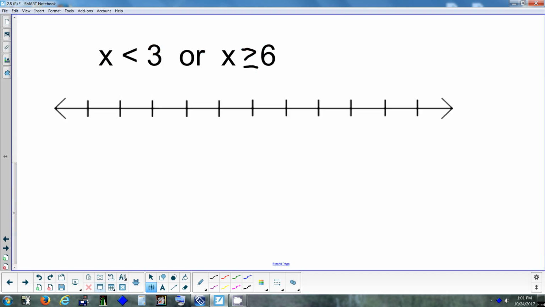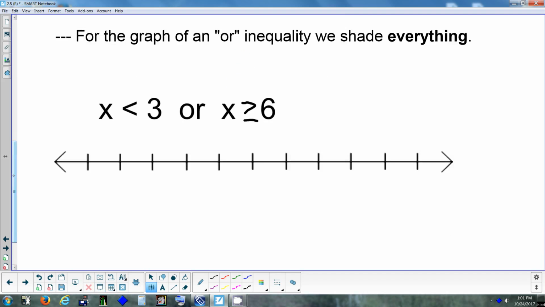All right, so let's start with 3. What kind of circle on 3? Open. And which way would you shade? To the left. So we can pick a number that is less than 3, which includes everything this way. Or, what else can we pick? Closed circle and to the right. Closed circle, where? On 6. Yep. And then shade right.